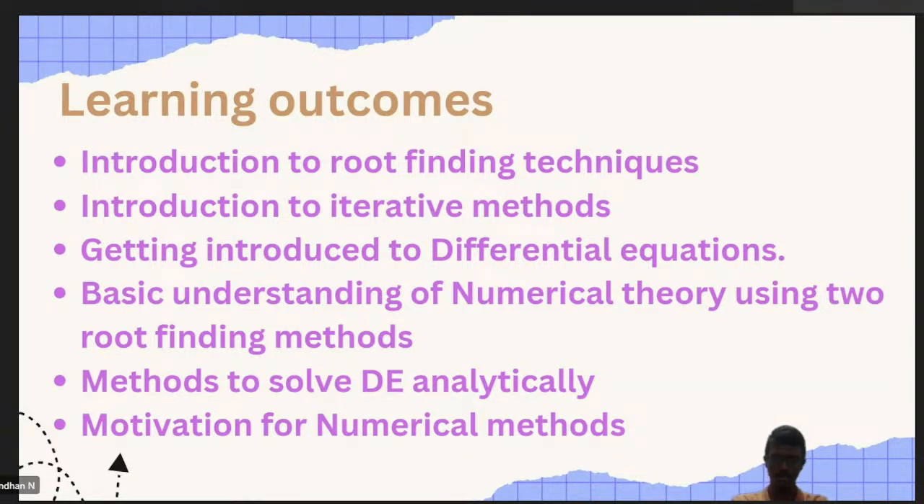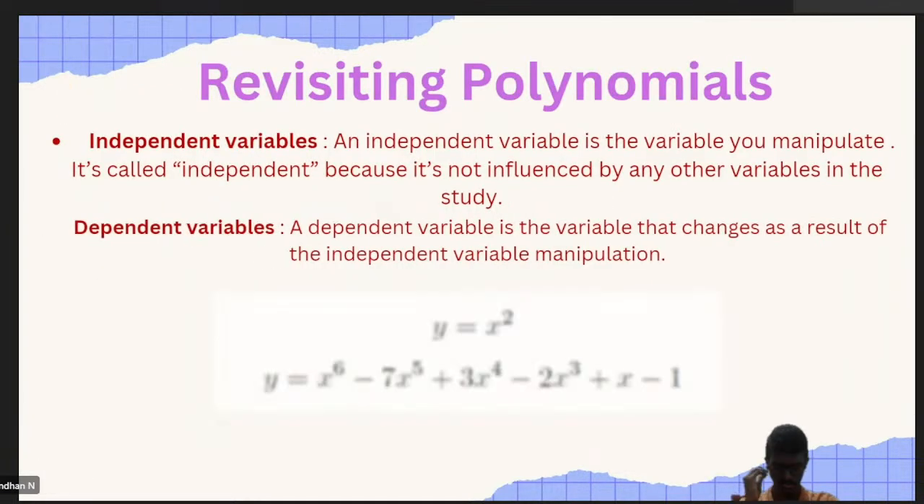Then we will use 2 root finding techniques. There are a lot of root finding techniques, but we'll be covering 2 in this session. And then how to solve differential equations analytically. First, you will be introduced to differential equations, and then obviously you will be solving them. Then you will be given the motivation for numerical methods. That's all the learning outcomes, and we will be dealing with them at every single point. Let's go to the session. First, polynomials. Let's start from the basics.